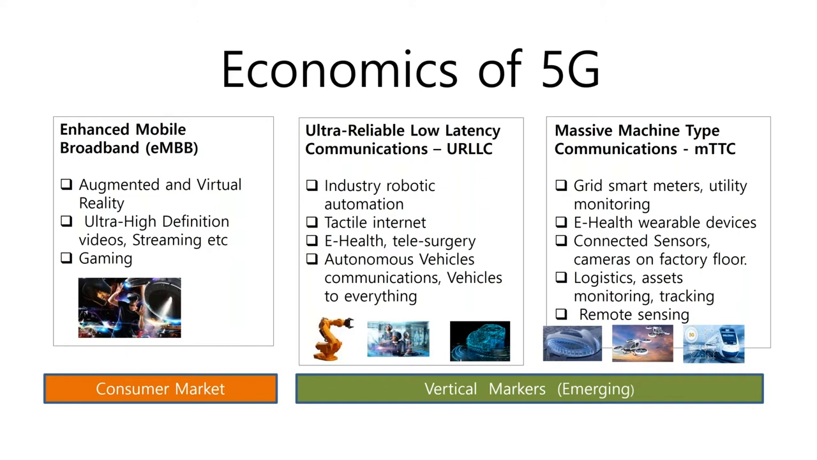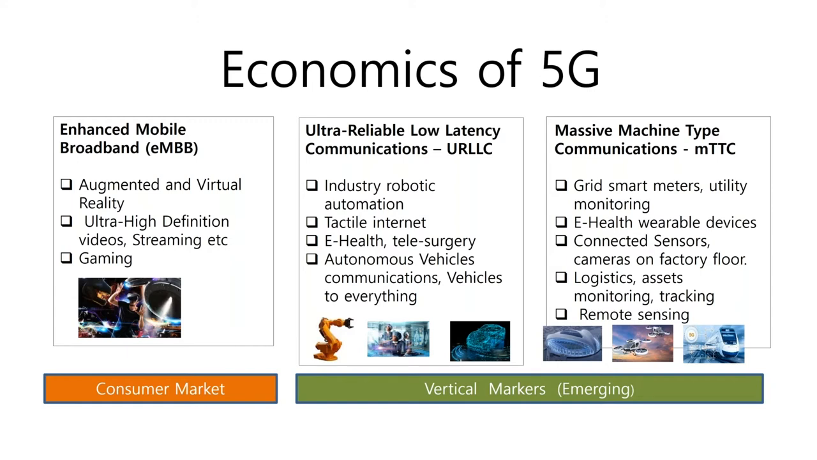The third part is that 5G is also aiming to become the communication network that can support massive machine type communication. So basically the ability to connect a very large number, a million or more per square kilometer, of sensors and actuators through the 5G network. And this has applications such as smart meters, energy grids, e-health, wearable connected sensors, logistics, and remote sensing. So 5G is also looking at this massive scale of connectivity.